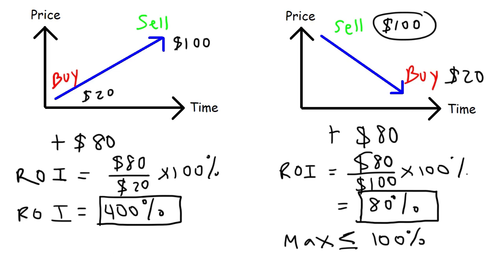Whereas buying a stock and selling it, you have an unlimited gain. Your gain can go up to infinity. Now, there are some risks with both forms of trading, and let's talk about that.